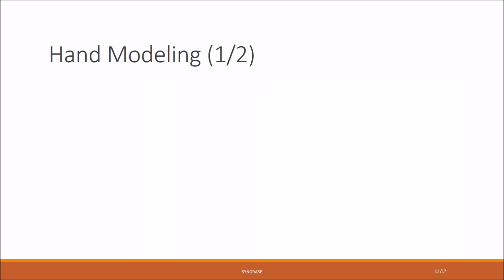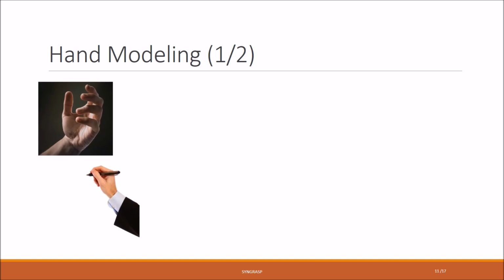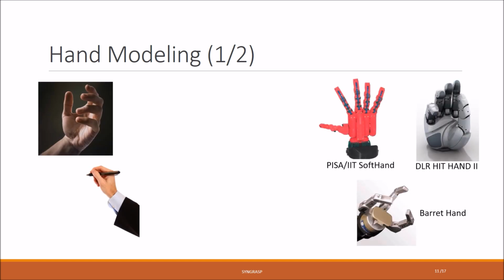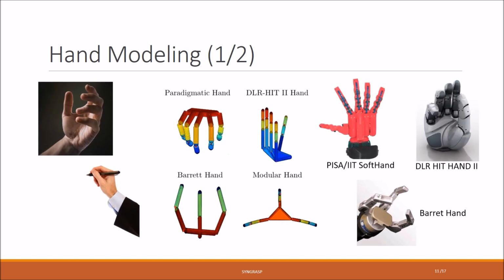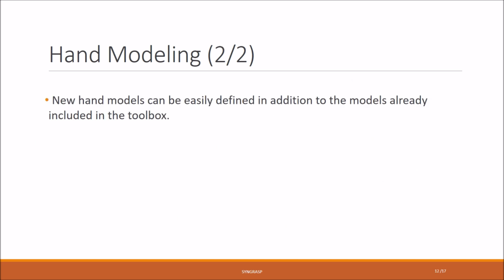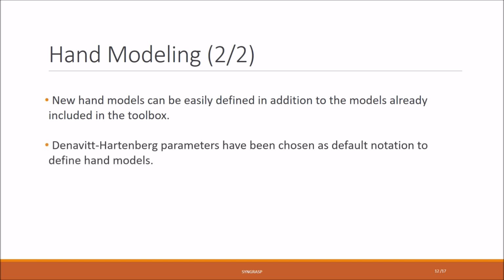SynGrasp allows to model both the human and the robotic hands. It contains already some models. As you can see, for example, the paradigmatic hand is very similar to a human hand, whereas there are also models of robotic hands such as the DLR hand and the Barrett hand. It is also possible to define new hand models, and this can be done easily by defining the Denavit-Hartenberg parameters of the hand that we want to model in SynGrasp.